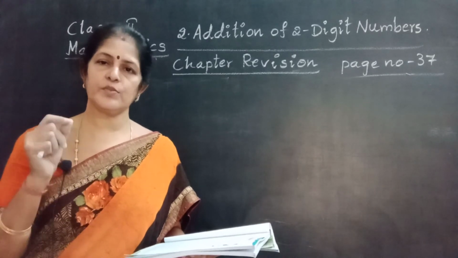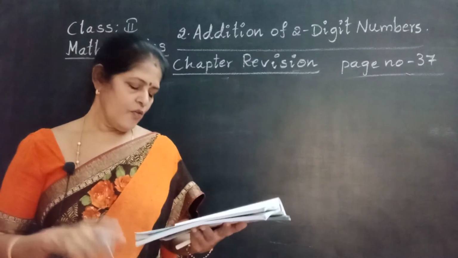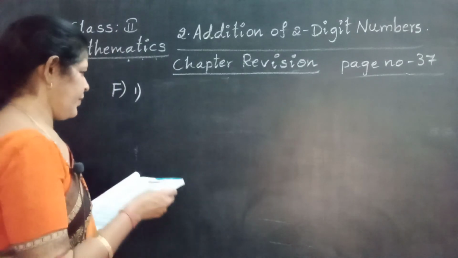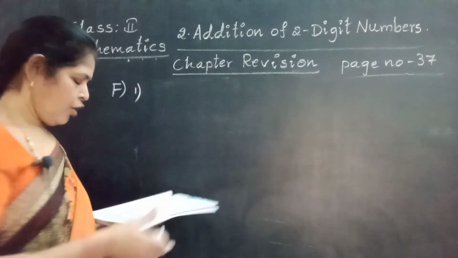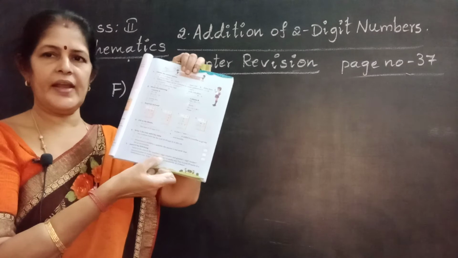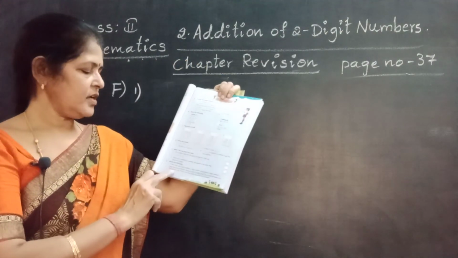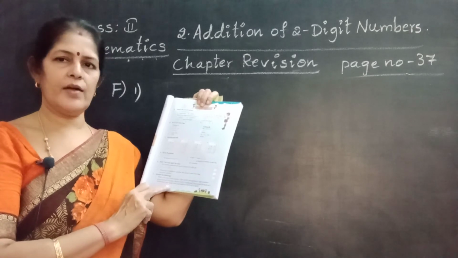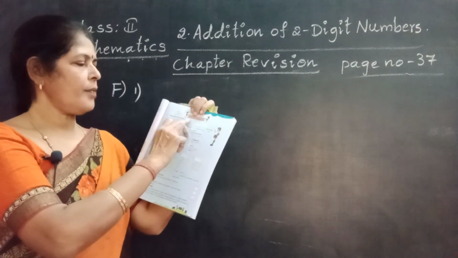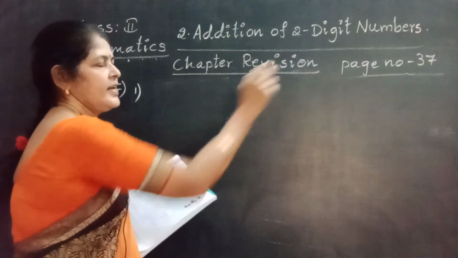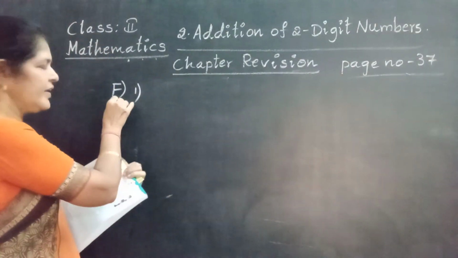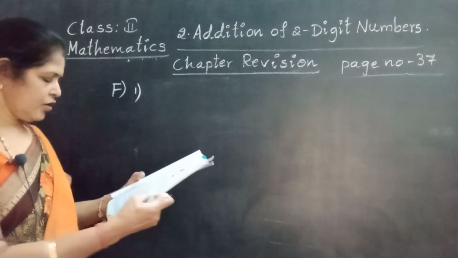First find out the smallest two-digit number. What is the smallest two-digit number? Here there is no place to write the answer. You write these two answers in your homework book. Put heading chapter revision, page number 37. Roman F. Okay. Write the question.